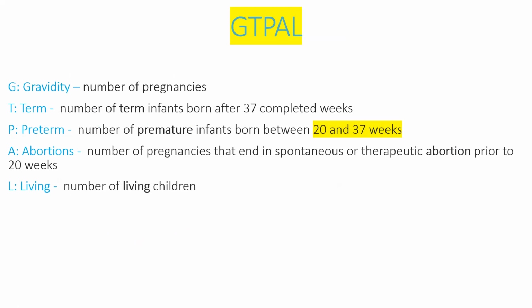So just term, really think of that. Preterm, number of premature infants born between 20 and 37 weeks. We also have abortions here, number of pregnancies that end in a spontaneous or therapeutic abortion prior to 20 weeks. So already think of it as your weeks. Abortions less than 20 weeks, preterm 20 to 37 weeks, term 37 plus weeks. And then of course, living children, very reasonable. And then I put on your notes, I think we have gravida and para. Gravida is the number of pregnancies, para is the births more than 20 weeks.